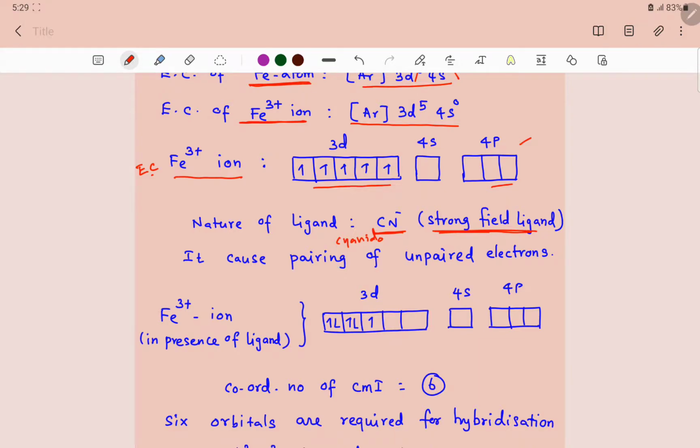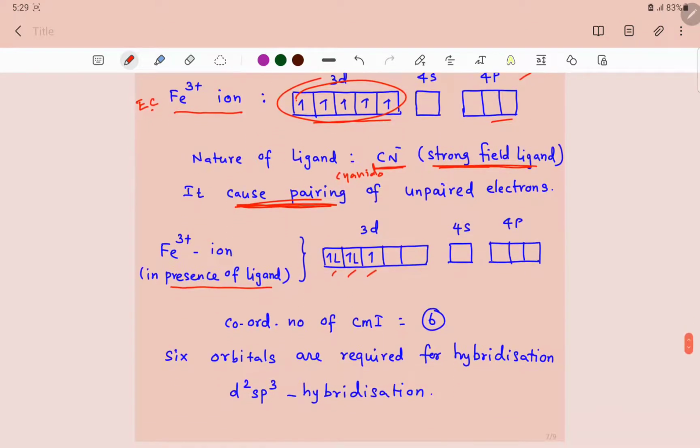We know very well that strong field ligands cause pairing of unpaired electrons. So there are 5 unpaired electrons in the 3d orbital. In the presence of the CN- ligand, the 5 unpaired electrons are getting paired up. So when they get paired up, they will be paired this way. Okay, 2 orbitals with paired up electrons, the 3rd orbital with an unpaired electron. Now in this electronic configuration, you can see the last 2 d orbitals become empty, isn't it? So they also can take part in hybridization.